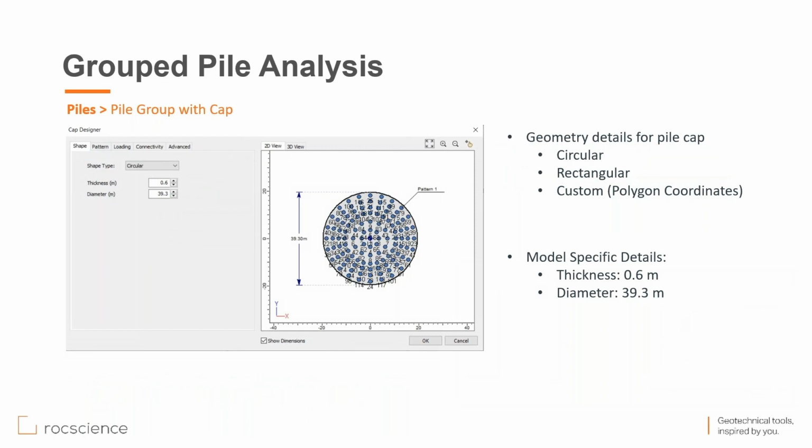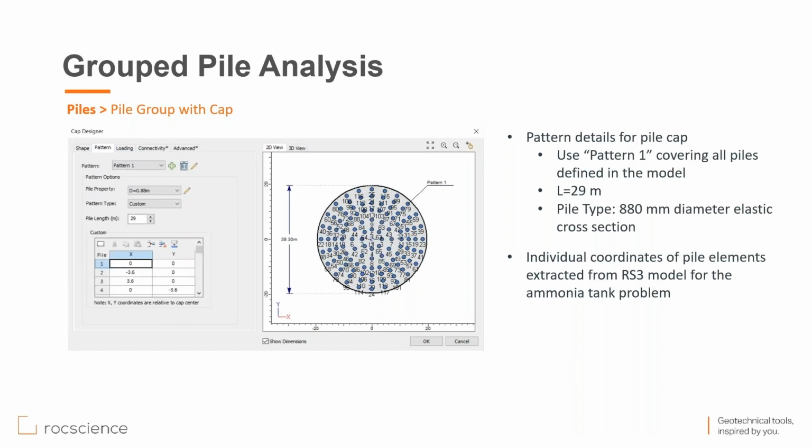Now to defining the cap parameters. Please recall that we have several options to define the cap parameters in terms of geometry and other model specific details, and we have 5 different tabs which interactively walk you through the steps of defining without missing anything. Here our cap thickness was selected as 60 centimeters, and we have been compatible with the original recommendation of the cap diameter. Back to pattern.